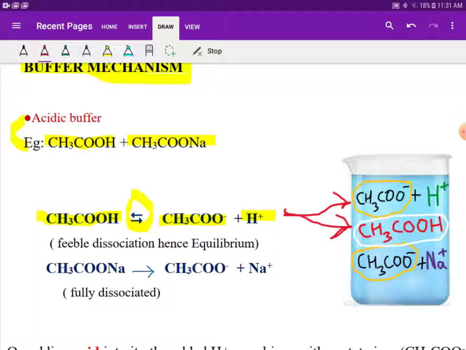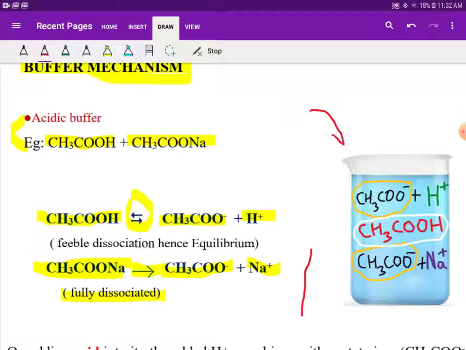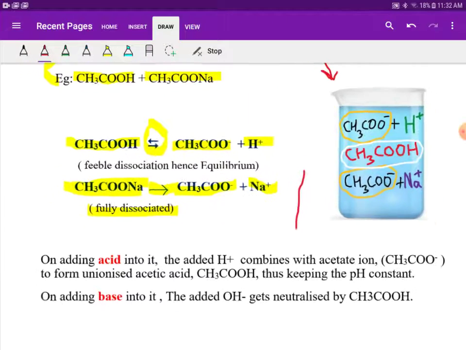But the other component, sodium acetate, is a salt. It undergoes full ionization, or it is fully dissociated into acetate ion and sodium ion. That is the situation in the case of the buffer solution. So, when you are going to add an acid into it, like HCl.